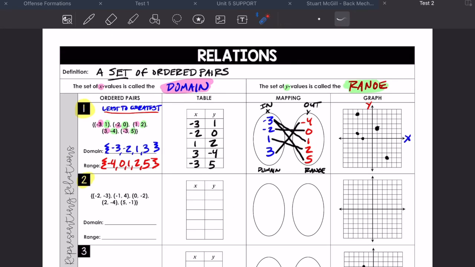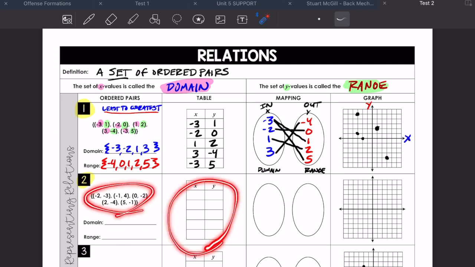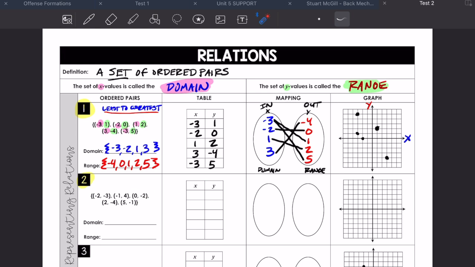So what I would do right now if I were you is I would pause this and I'd go ahead and try to do number 2. Remember, domain is the set of all inputs or x values. Range is the set of all outputs or y values. This thing should translate right over here just like points. Remember to try to list domain and range least to greatest.